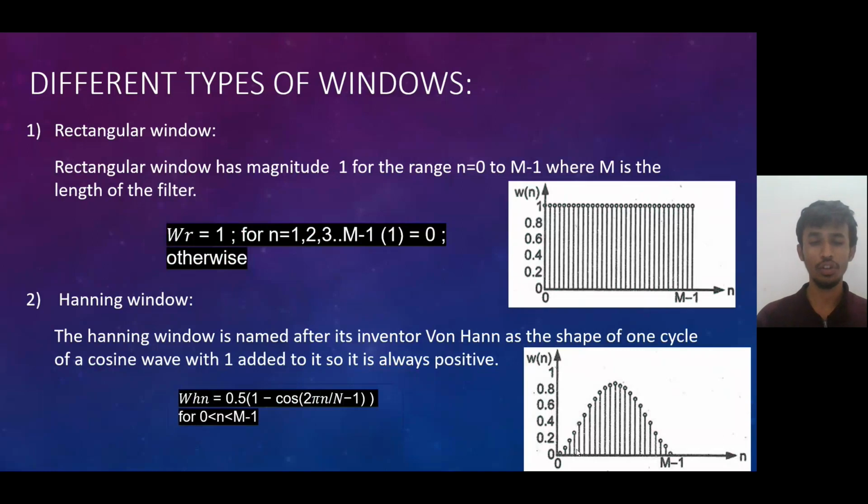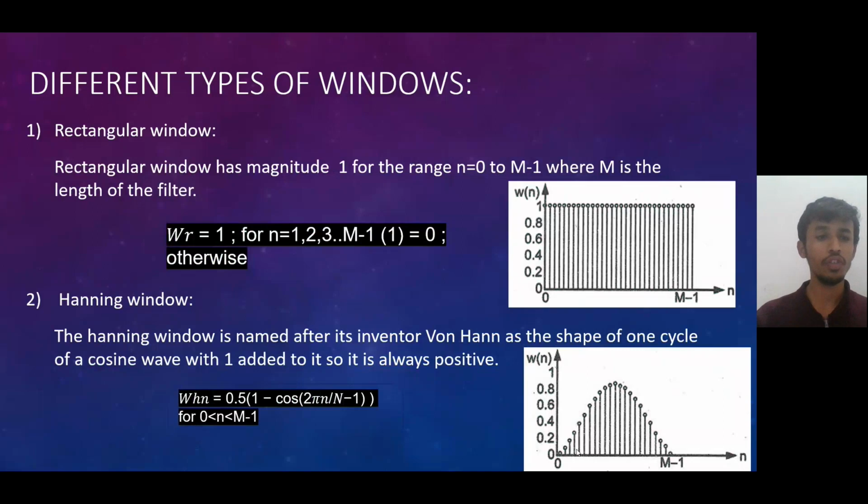The Hanning window inventor was von Hann, and it gets the name Hanning due to its shape. Its shape is like one cycle of a cosine wave with added one, which is always positive. The formula for the Hanning window is omega of n equals 0.5 times 1 minus cos of 2 pi n divided by N minus 1, for n from 0 to M minus 1.